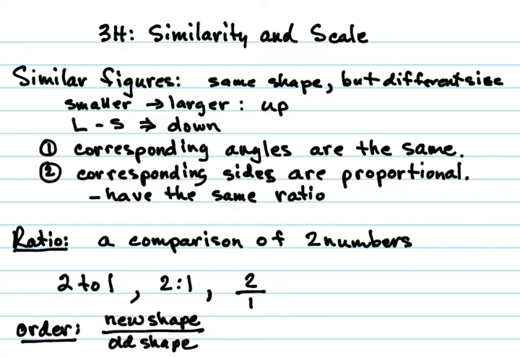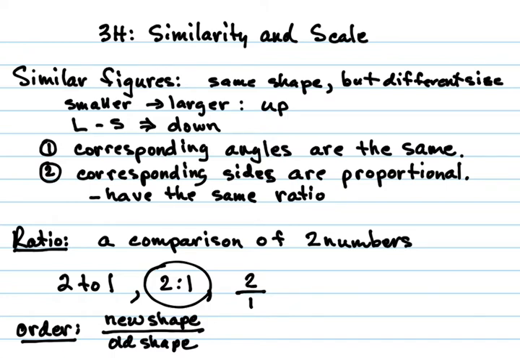Everything is based on the old one, or the original shape. And the new one is always going to be in your numerator. Okay? You've got to make sure that you get them in the proper order, or it won't work. All right? Now, if it's given to you as 2 to 1, then the first number goes on top, the second number goes on bottom, right?